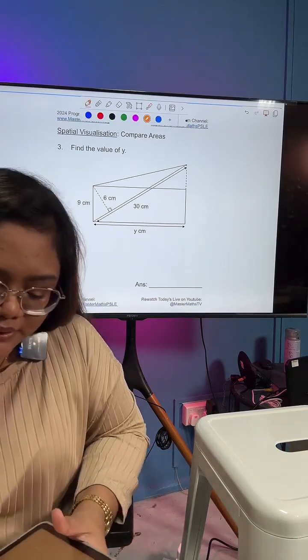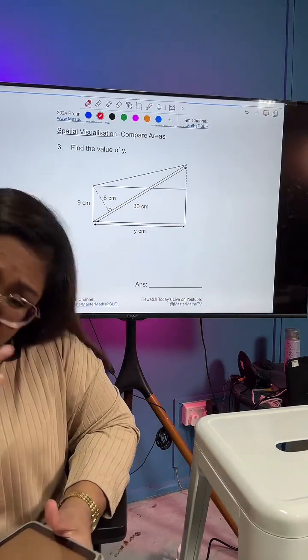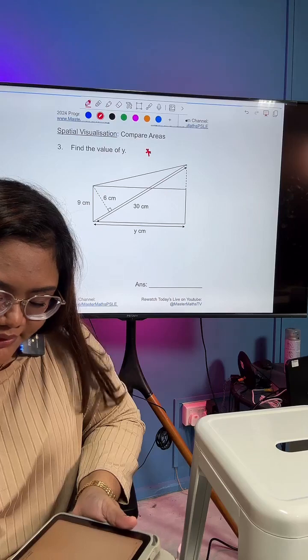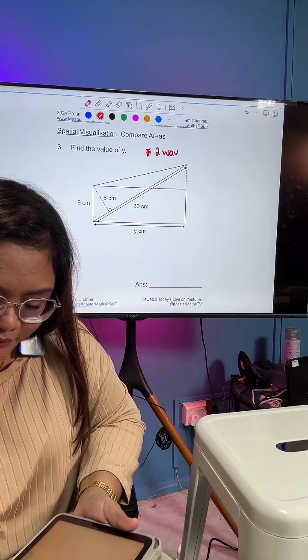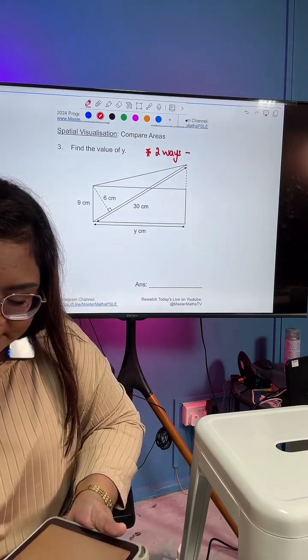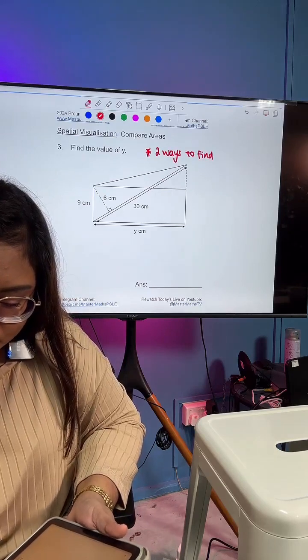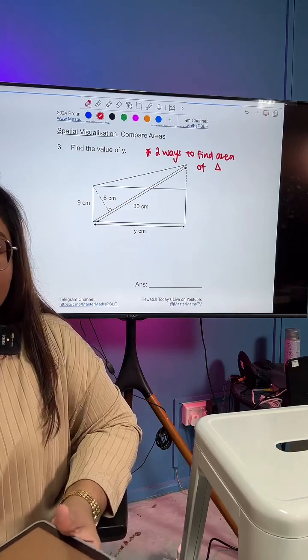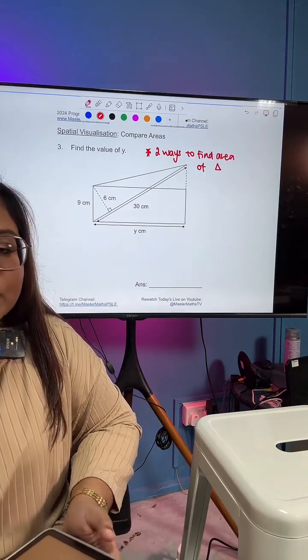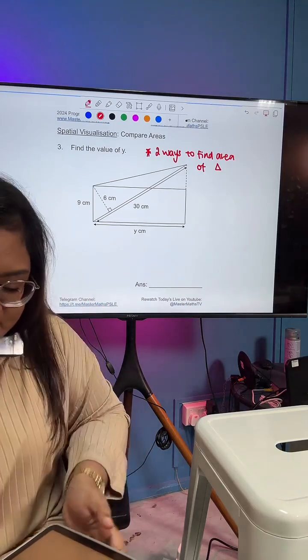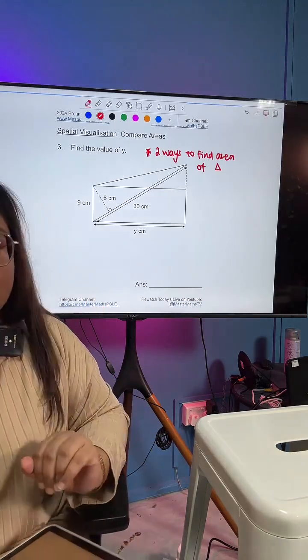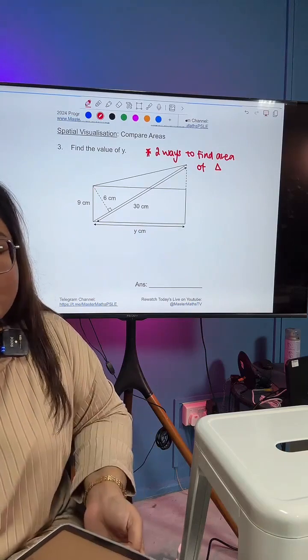Because it's so difficult, the materials here, because we need to visualize a little bit. So let me give you a hint. You can find the area of triangle in 2 ways. So try to look for the area of triangle in the 2 ways. Half base height, but there are 2 sets of base and height that you can use.